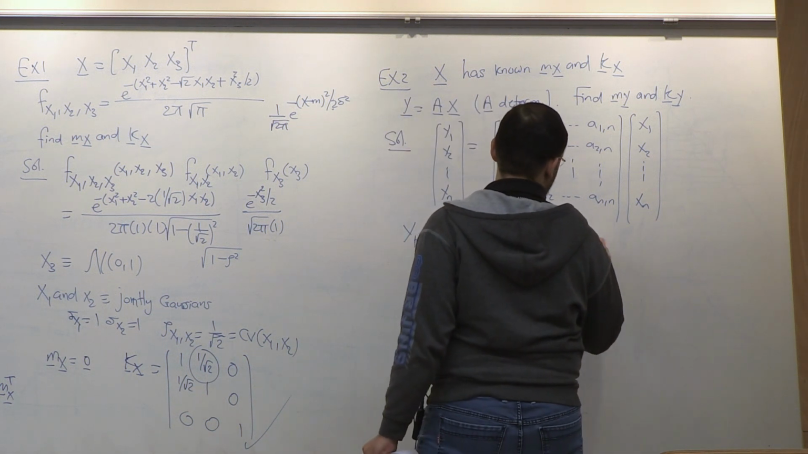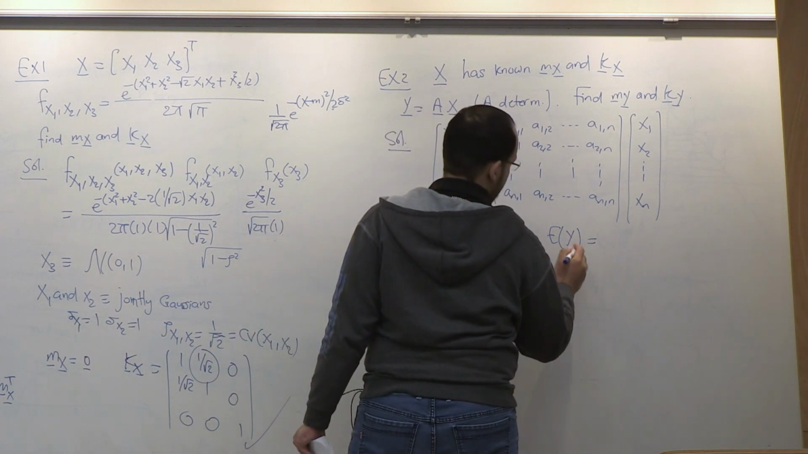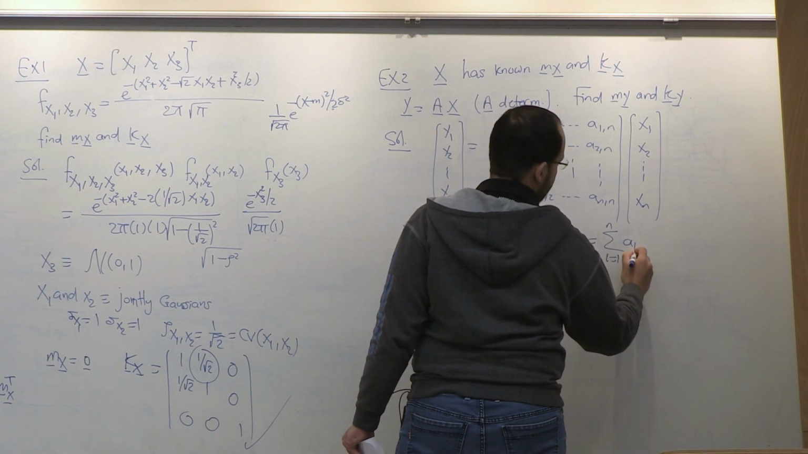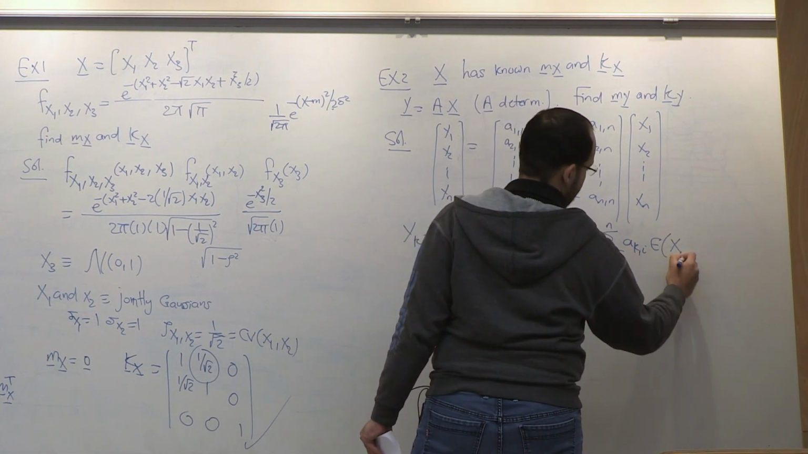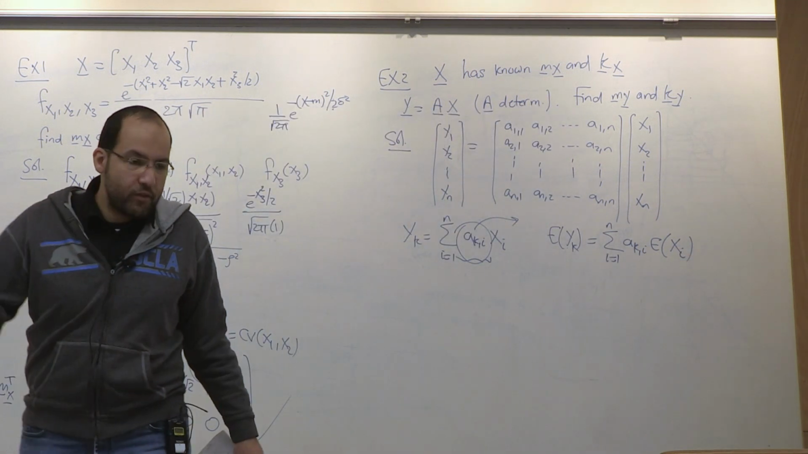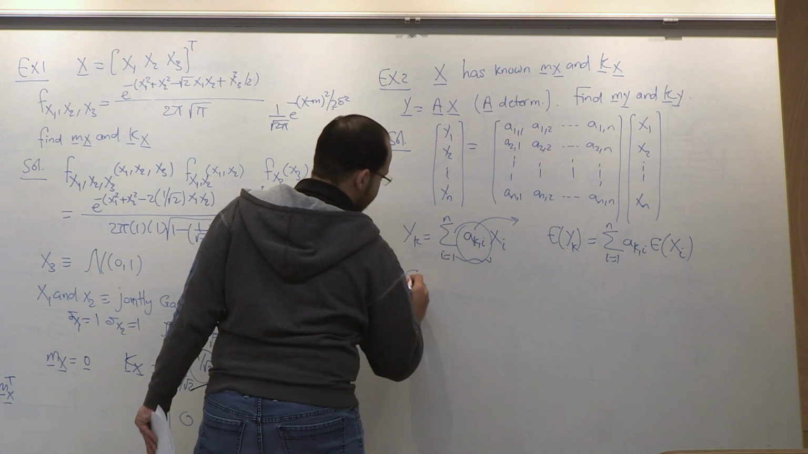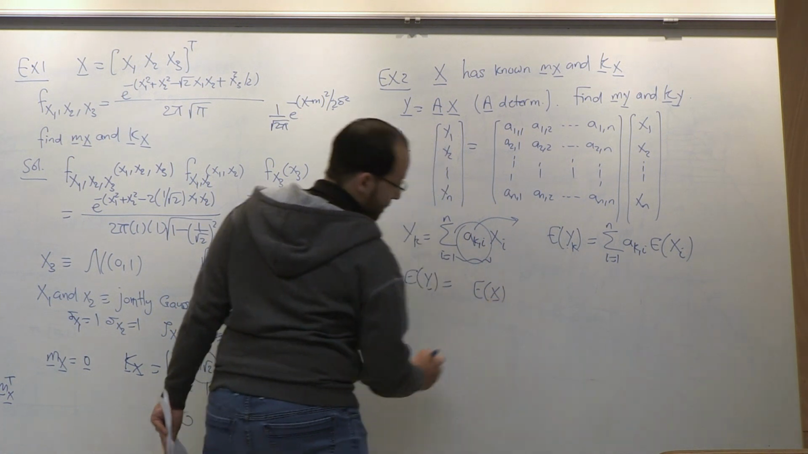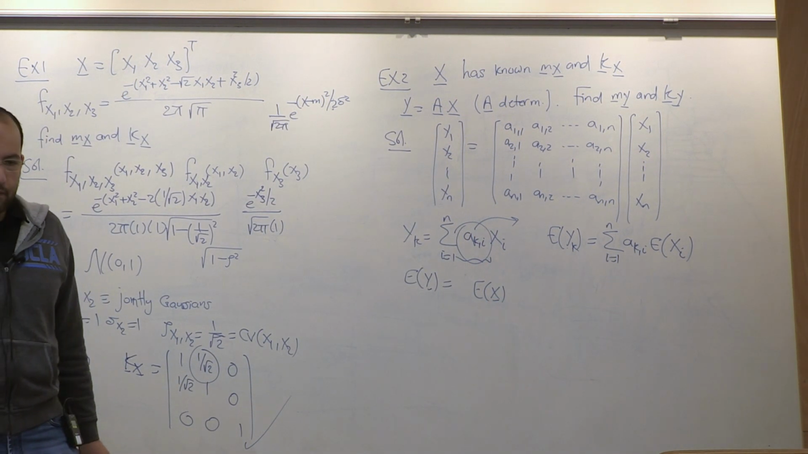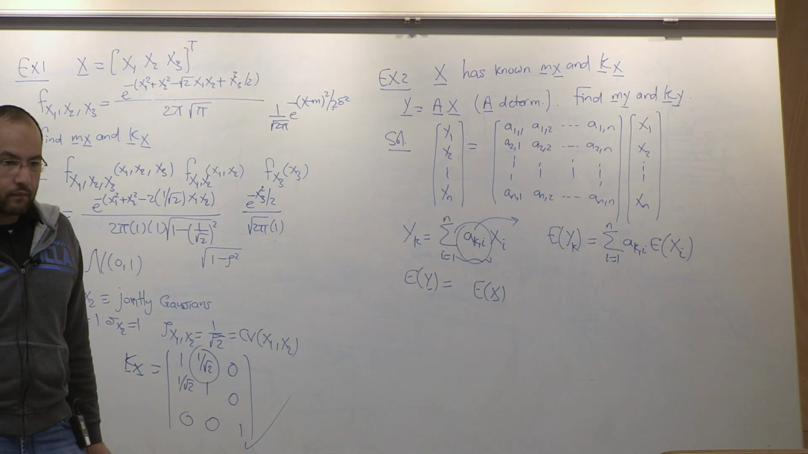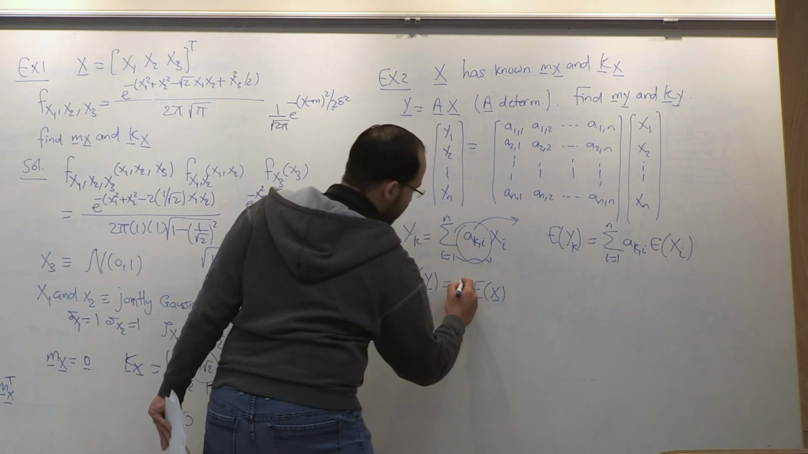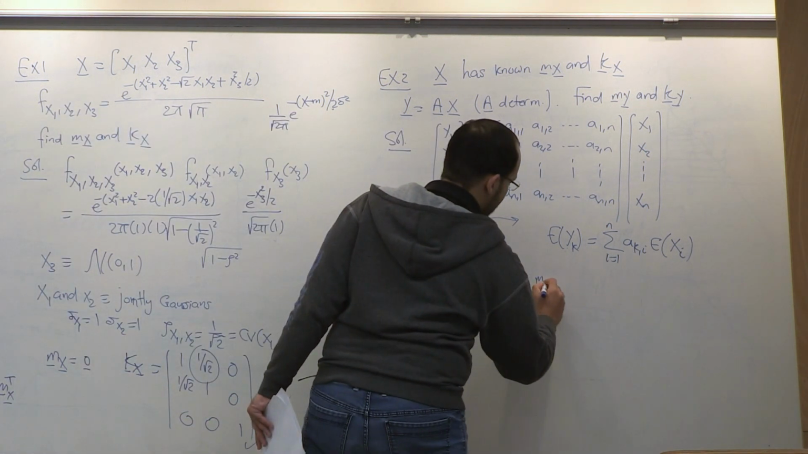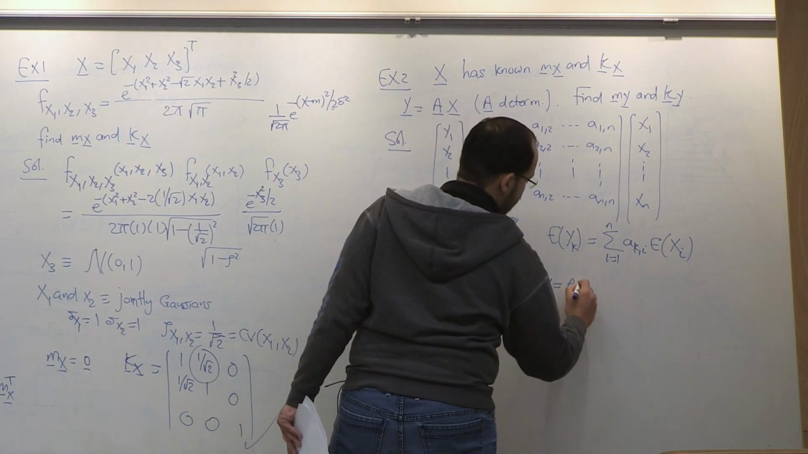Now, given this equation, when we take the expected value, can we write it this way? Is anybody having any issue with writing it this way? There's no problem. Can that lead us immediately to EY as a function of EX? Exactly. It's just the coefficient matrix again. And thus, we immediately get my equals A mx.